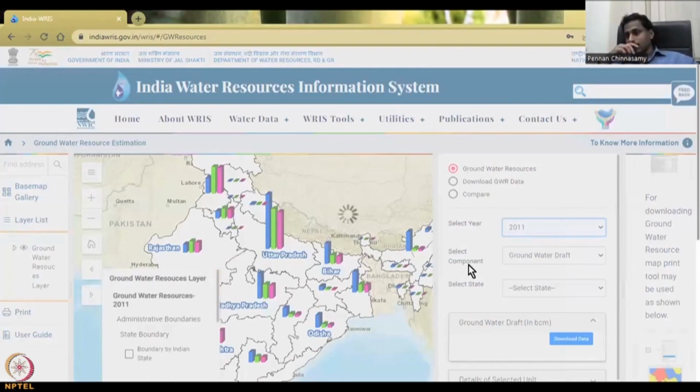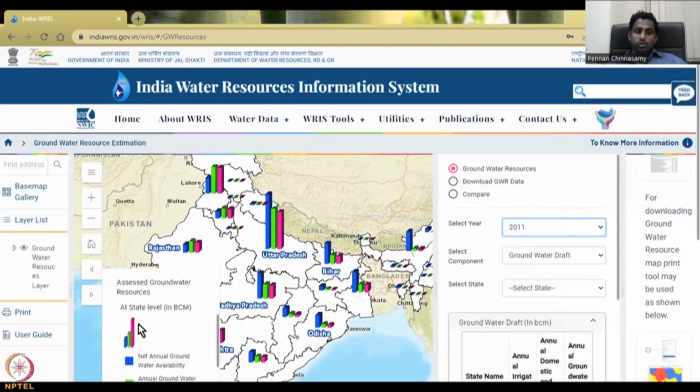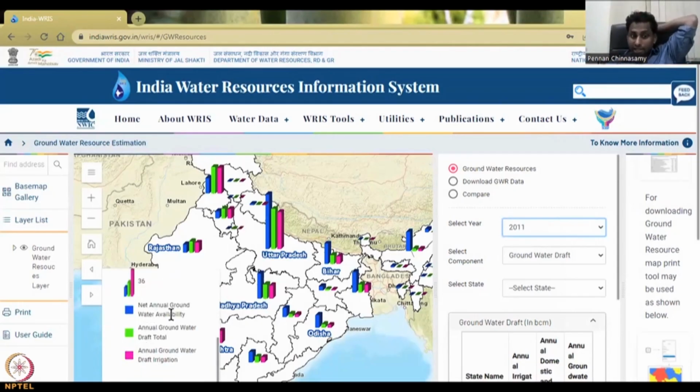Groundwater data can be viewed for an entire nation, like India, or for a particular state. Let's look at India first. Here you can see what the different colors represent. Net annual groundwater availability is how much water recharges annually, and the net, after all the other losses, is how much is available.